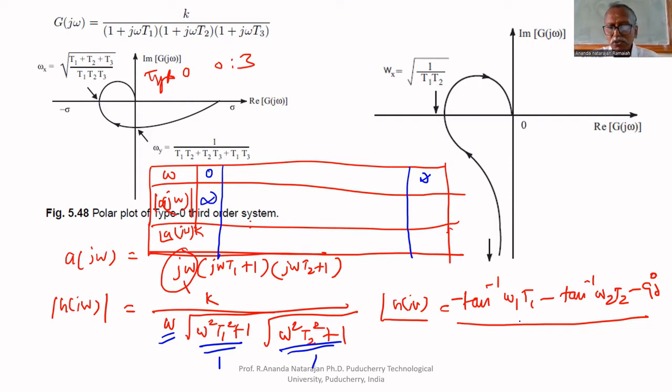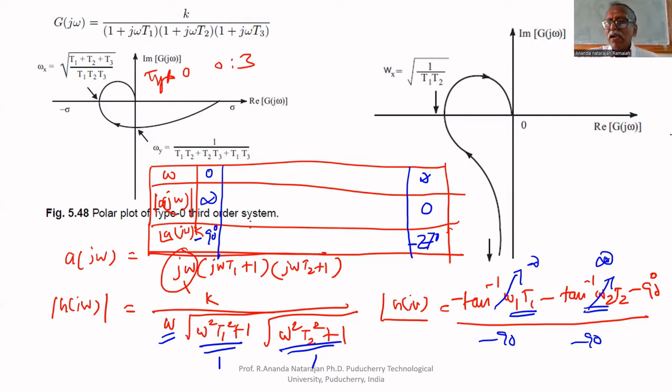What happens to the angle? Substitute omega equal to 0 here, you will get 0, and 0 here, but anyhow you will get minus 90 when omega equal to 0. When omega equal to infinity, what will you get? If you substitute infinity, the magnitude automatically becomes 0. Finally, it goes to the origin. What is the angle? When omega tends to infinity, this becomes minus 90 each, so the angle is minus 270 degrees.